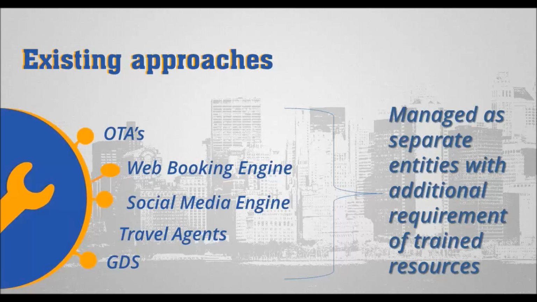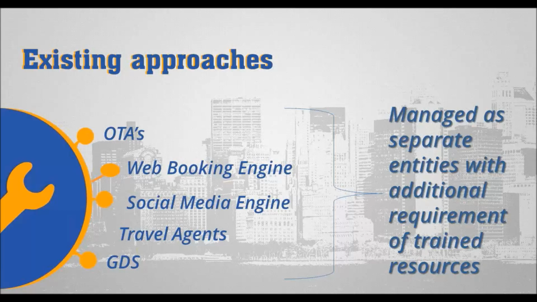Now let us compare the current, existing approaches of distribution with unified distribution. Normally, with a non-unified distribution system, all the elements of distribution are considered separate entities. The traditional way of managing such a system is to have a specific resource to manage these tools. For instance, OTAs and GDS will require a dedicated channel manager to manage allotments, rates, cancellations, and so on. Web booking engine and social media bookings will require trained staff to manage them, and a separate team would be required to handle our offline travel agents and corporates.